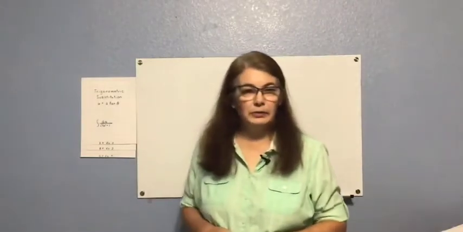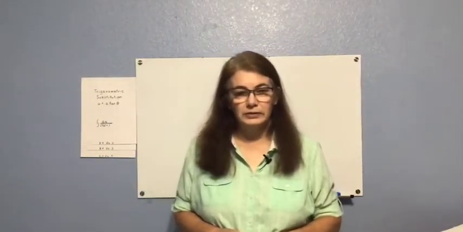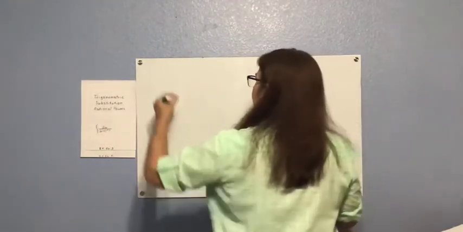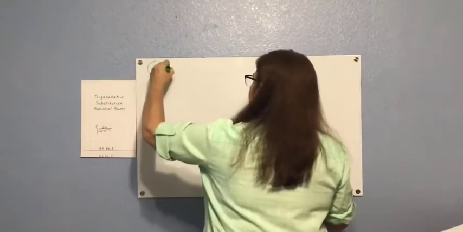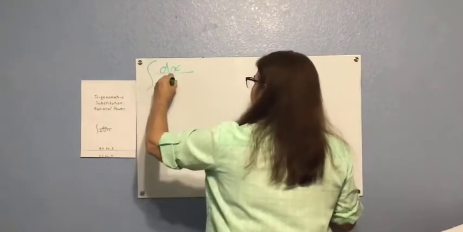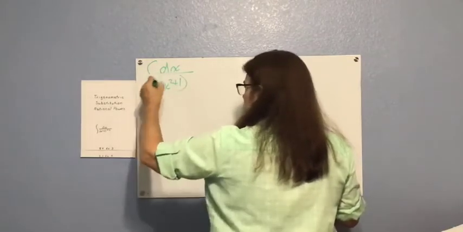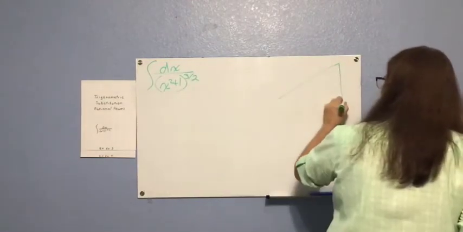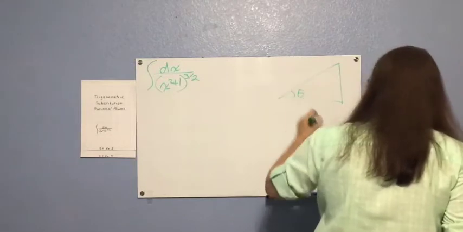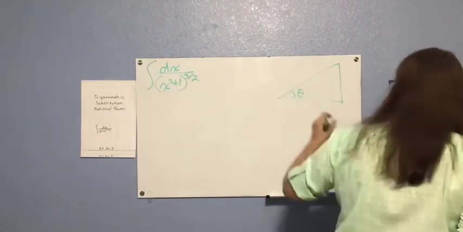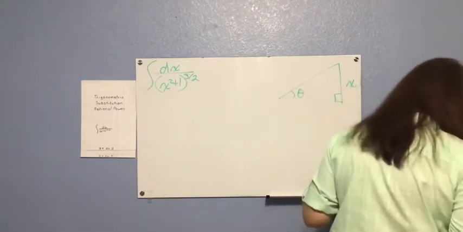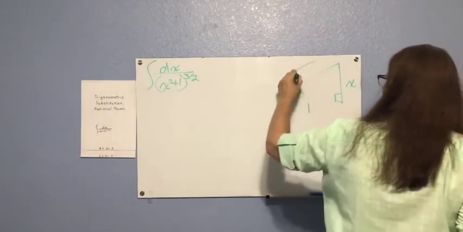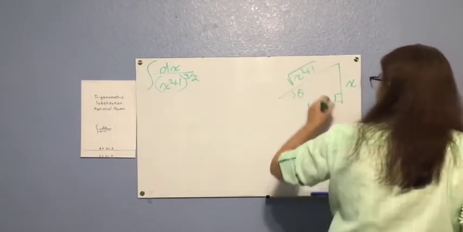In our next example, we're going to see how we can use trigonometric substitution to help us when we have a rational exponent. So here's my integral dx over x squared plus 1 to the 3/2 power. Here's my triangle. And in this triangle, this is x, this is 1, and this is the square root of x squared plus 1.